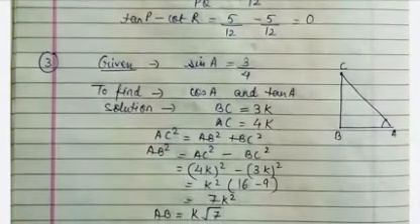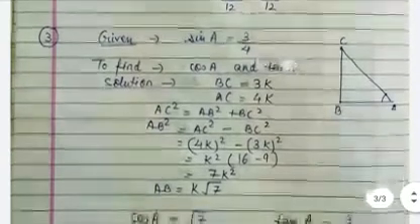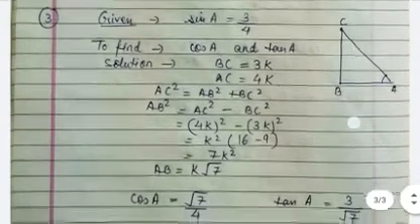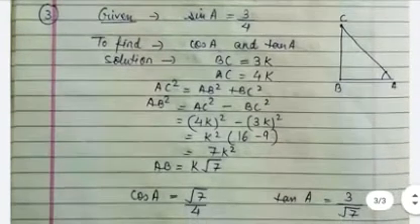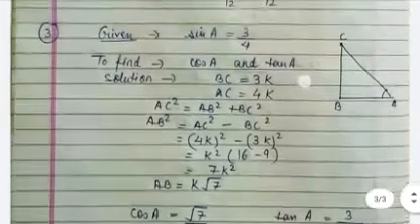Next, question number 3. If sin A is equal to 3 by 4, calculate cos A and tan A. Simply we are making the triangle. Right? With the help of this triangle, you have to find the value of cos A and tan A. The value given here is of sin A.